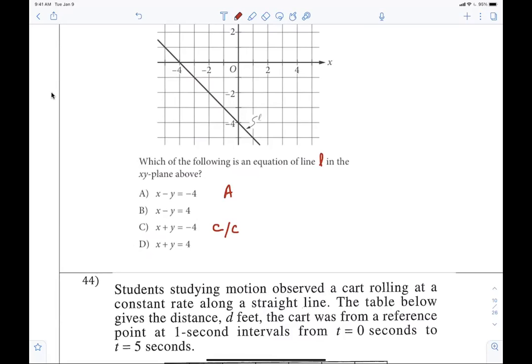Now there's lots of ways to do it. One way is, if it's in this format, I'm just looking at the x-intercept and the what? So both intercepts are what? Negative, right? So that means if I plug 0 in for x, y is going to be what? -4. And if I plug 0 in for y, x is going to be -4. So that's why it has to be C.